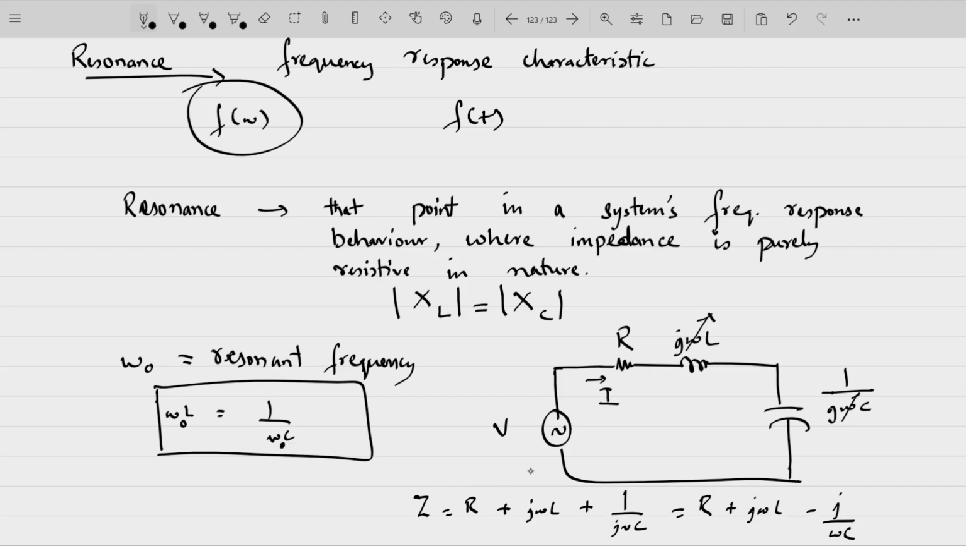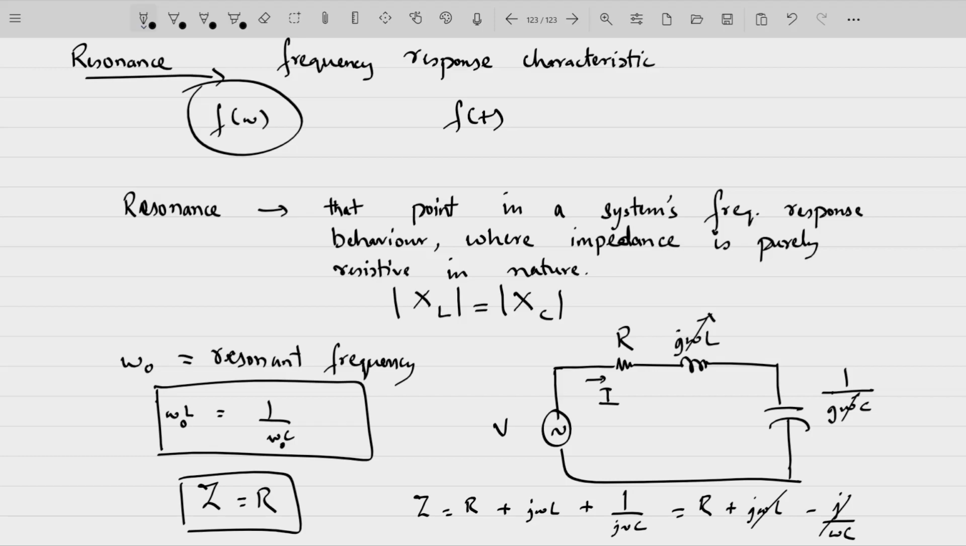Since we know that the total impedance of the circuit is R plus j omega L plus 1 by j omega C, or in other words, we can write this as R plus j omega L minus j divided by omega C. At this particular point, j omega L will be equal to minus j by omega C. They will cancel out each other, and Z will be simply left equal to R in this circuit. So this particular point at which the impedance of the circuit is purely resistive, the inductive reactance and the capacitive reactance cancel out each other. This point is known as resonance. This frequency is known as resonant frequency.